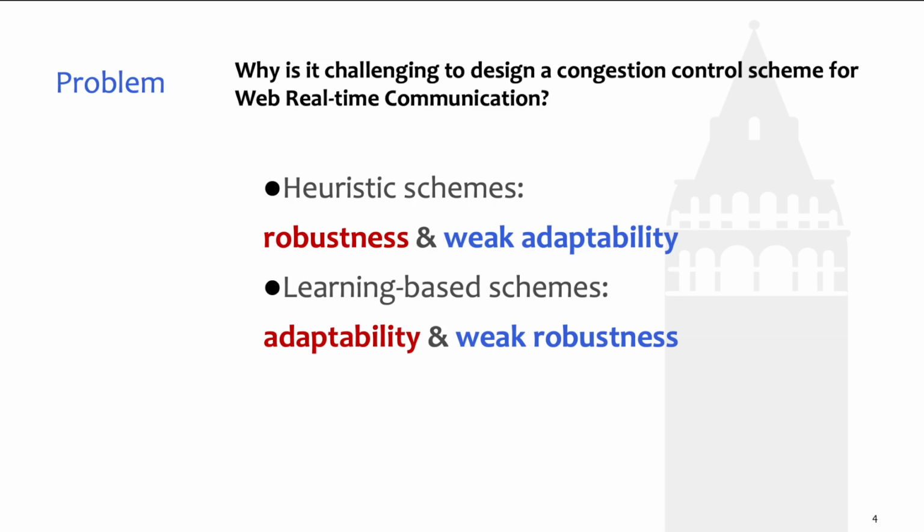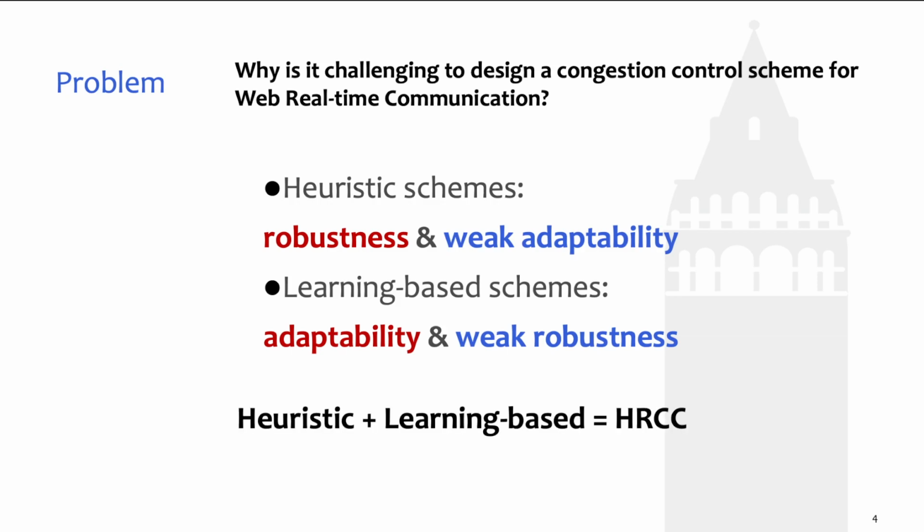Recently, Abbasloo and others have proposed an approach to combine heuristic congestion control schemes and deep reinforcement learning techniques, namely ORCA. It achieves consistent high performance in different TCP networks. Inspired by ORCA, we propose HRCC. We hope the idea of combining both worlds could be migrated to WebRTC.